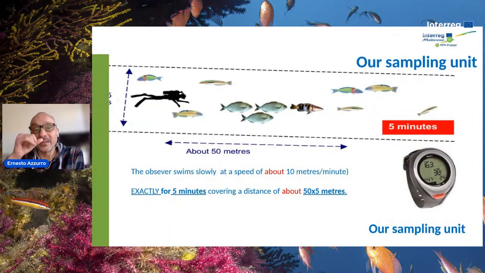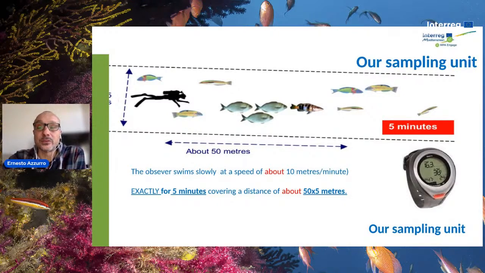Okay, this is our sampling unit. The observer swims at a constant speed, about 5 to 10 meters each minute, for 5 minutes sharp, covering an approximate distance of 50 meters. During this transect, which is 5 meters wide, all the target species observed are counted. And the material is quite simple: an underwater watch to measure the time and temperature, if possible, and the underwater board.